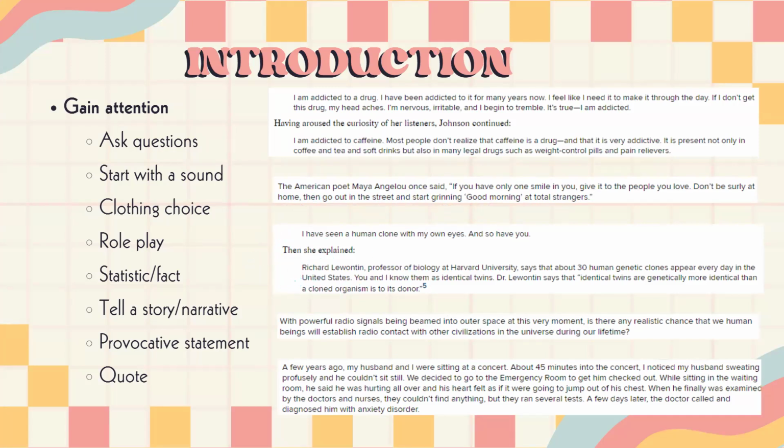Richard, whatever his last name is, professor of biology at Harvard University, says that about 30 human genetic clones appear every day in the United States. You and I know them as identical twins. He says that identical twins are genetically more identical than a cloned organism is to its donor. Boom. We have a statement that makes us think, what? What are they talking about? And it's a very creative way to think about it.